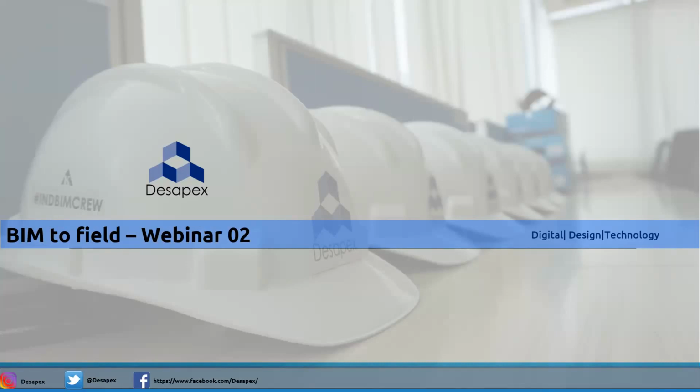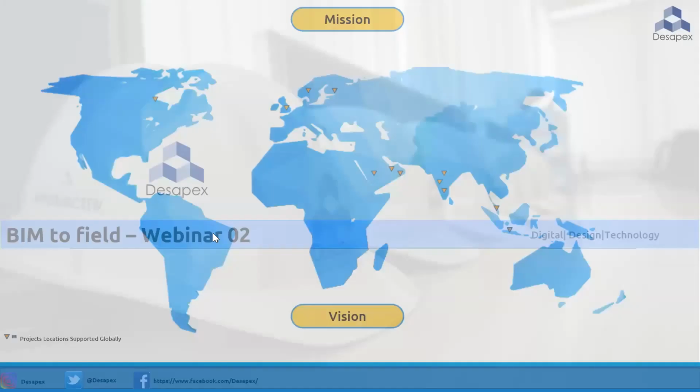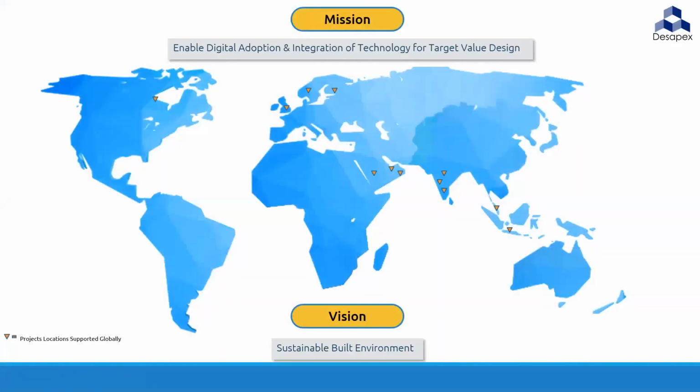Just to introduce what Desapex does and what our capabilities are. The mission of our organization is to enable digital adoption and integration of technology for target value design. In the built environment, we want to integrate the technology in terms of software and hardware and bring in the target value design for our clients and customers. And by doing this, we have a vision of bringing a sustainable built environment.